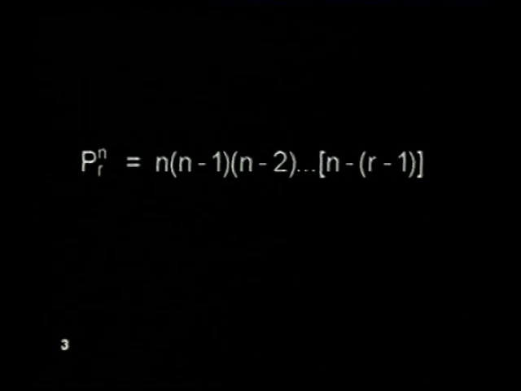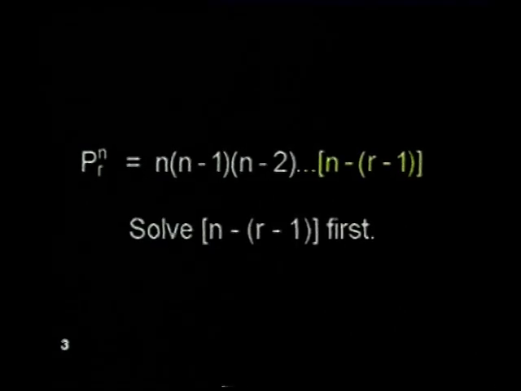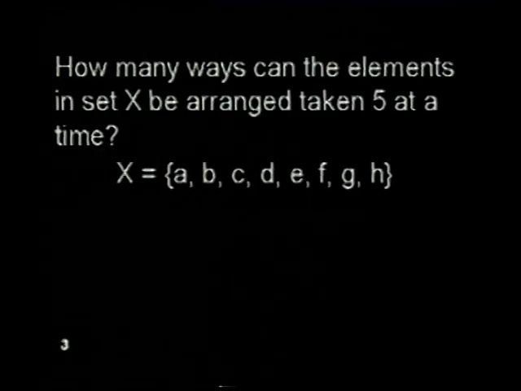Problems which require the permutation formula are solved much the same way as factorials. The first factor of the series is always the total number of given elements. However, the last factor is not always 1. In fact, the last factor will usually be different for each problem. Therefore, the easiest way to solve problems which use the permutation formula is to solve for the last factor first.